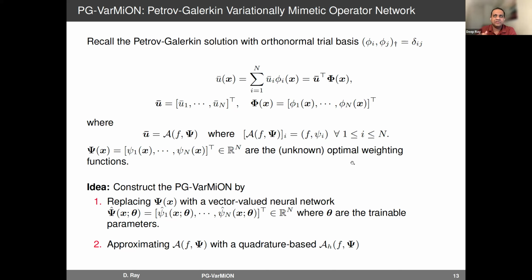And secondly, because you typically have to do this in practice, even if you have a classical approach, to approximate this inner product of f and psi i, I replace that with a quadrature, which will lead to replacing this operator a of f and psi with a quadrature-based approximation denoted by a sub h of f and psi. Okay, so I've just replaced this by a quadrature-based approximation, and I've replaced the psi itself by a neural network. That's the only two changes I'm making over here. Everything else remains as it is. The trial basis remains as it is. Nothing changes over there.